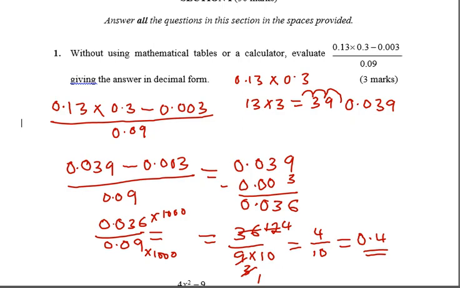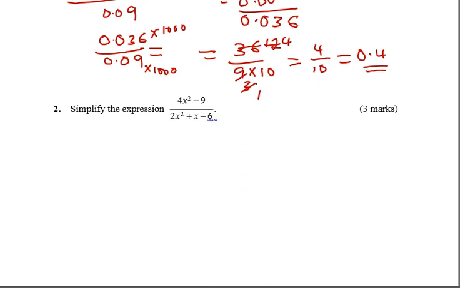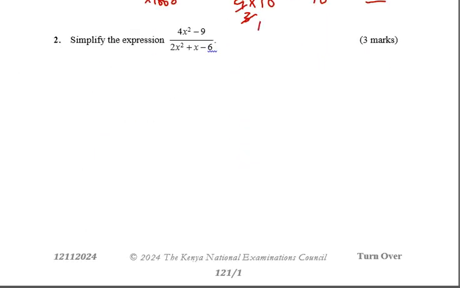Let us look at the other question, that is question number 2. We are told to simplify the expression where we are given 4x squared minus 9 divided by 2x squared plus x minus 6.